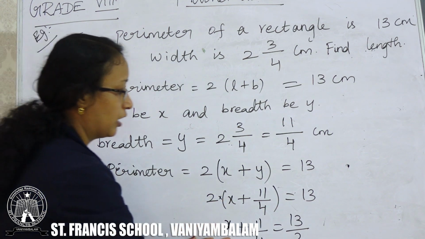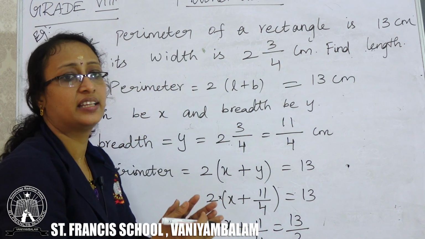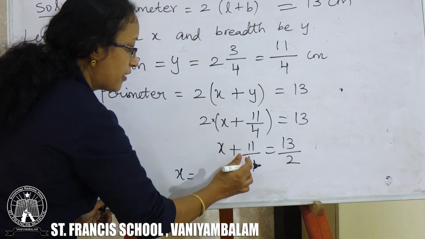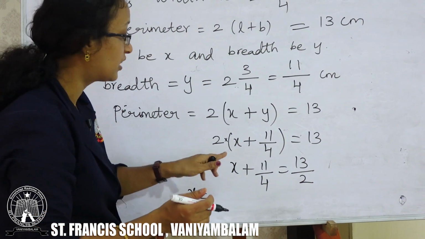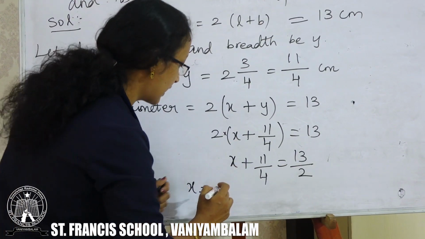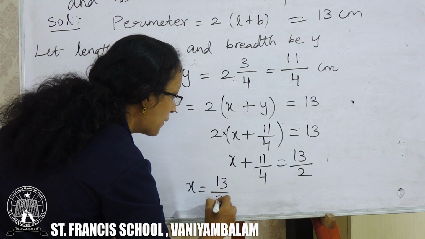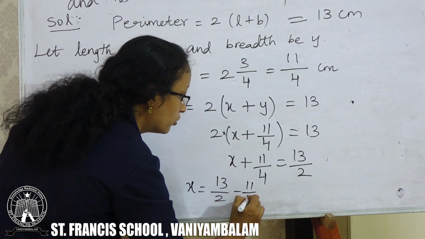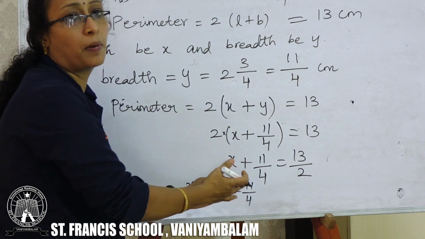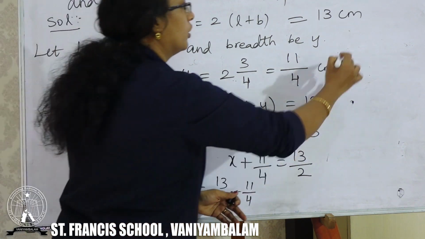Got it? Now what you will do, you need the x value. So how will you get the x value? This 11 by 4 is an addition with x. So 11 by 4, when it goes to the right hand side, minus 11 by 4. Got it? So x is equal to 13 by 2 minus 11 by 4.